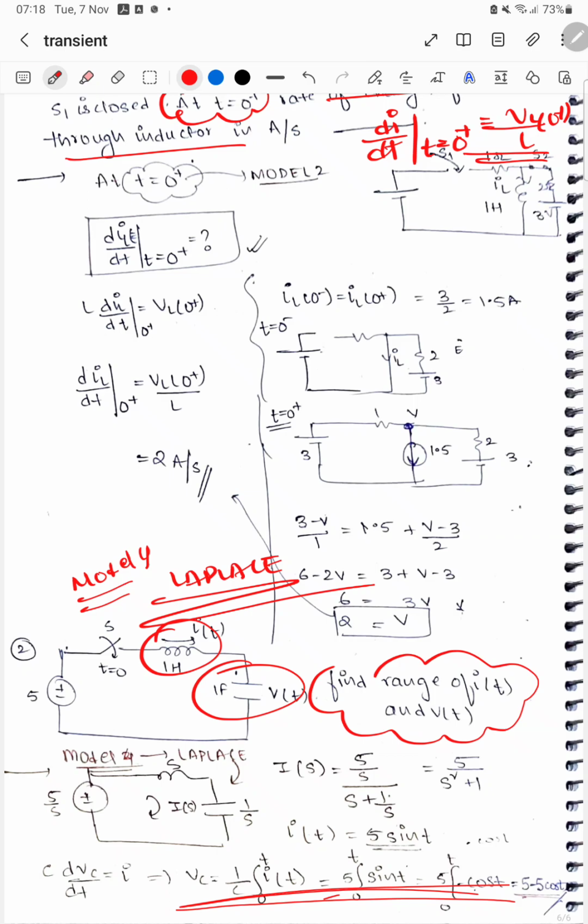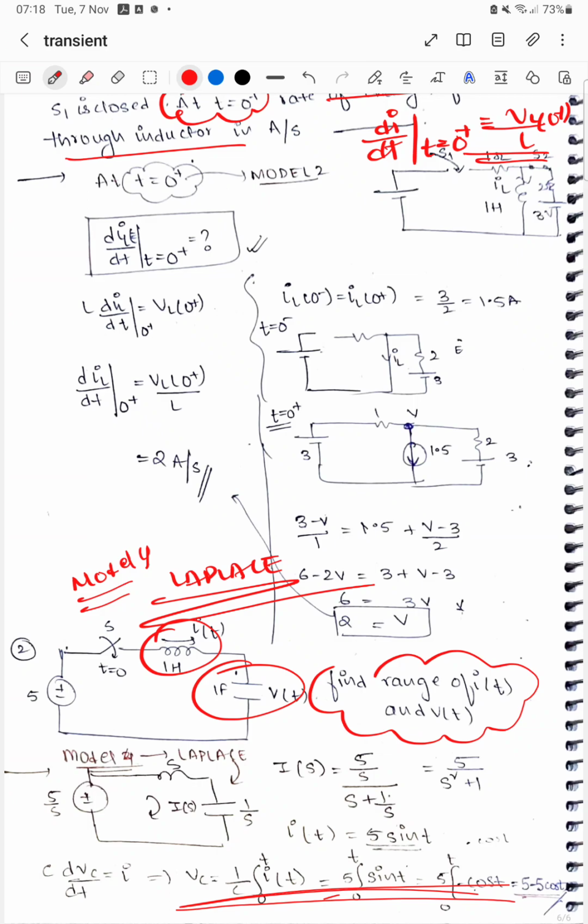Thank you. Just to revise, there are 4 models. First is source free. Second is at t equals 0+, dIL/dt and dVC/dt. Next one is final value plus initial value minus final value times e to the power minus t by tau, and the fourth one is Laplace. In energy also there are two models: VC(0) equal to 0 and VC(0) not equal to 0.